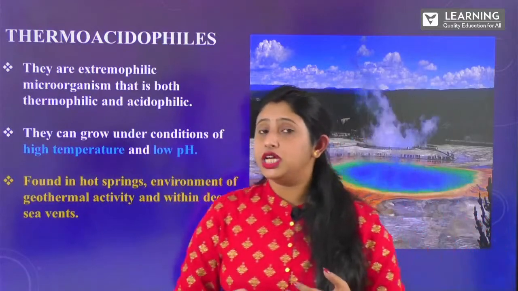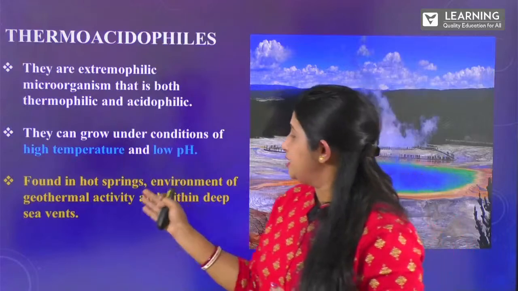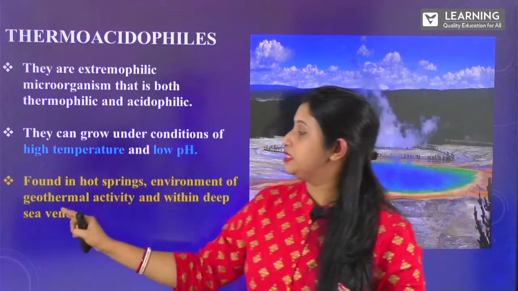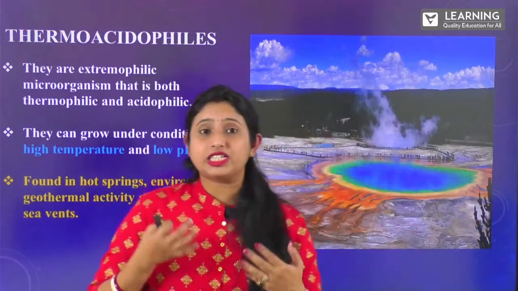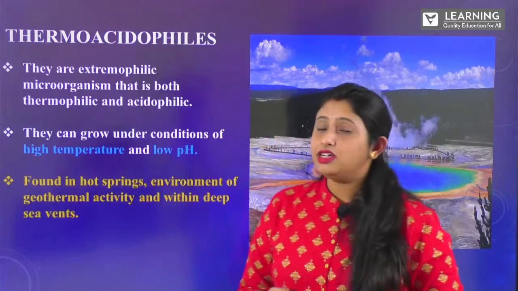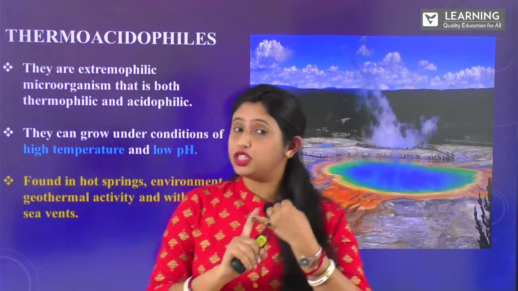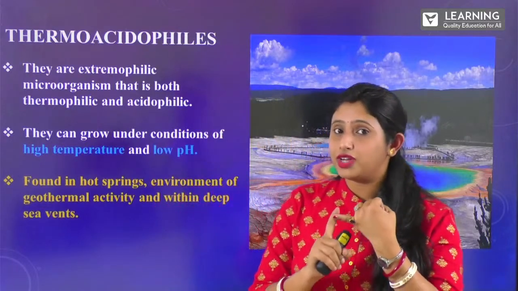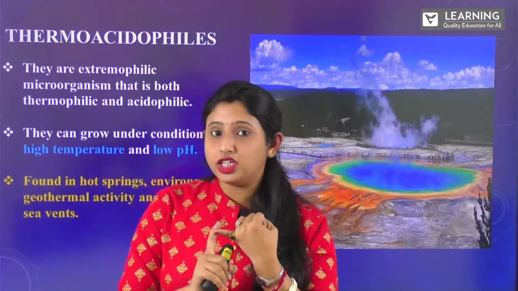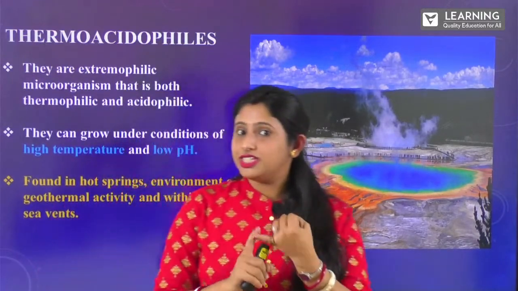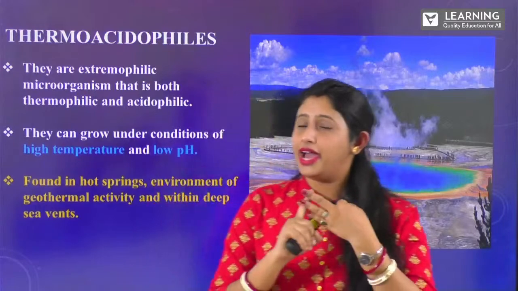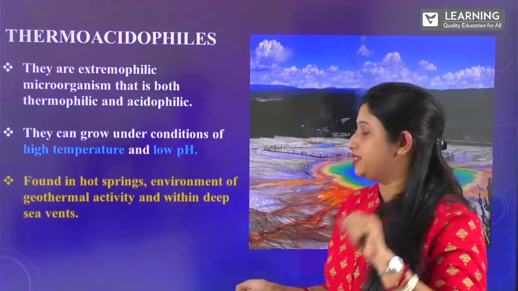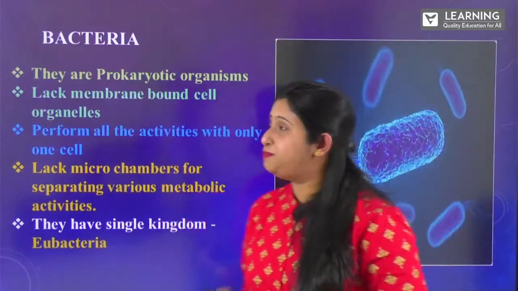And where are they found? They are found in hot springs, environments of geothermal activity and within deep sea vents. So they are found in extreme conditions. Is that clear? So what have we learned? We have learned the first one, that is your archaea, right? Archaea has been classified into methanogens, halophiles and thermoacidophiles. What is the second domain? The second one is bacteria.